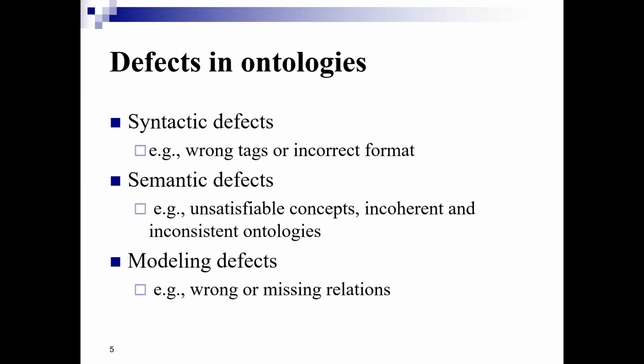Also modeling defects, and these have to do with whether you actually modeled what you wanted to model, while semantic defects were more about, is the logic correct? And examples of modeling defects are wrong and missing relations.